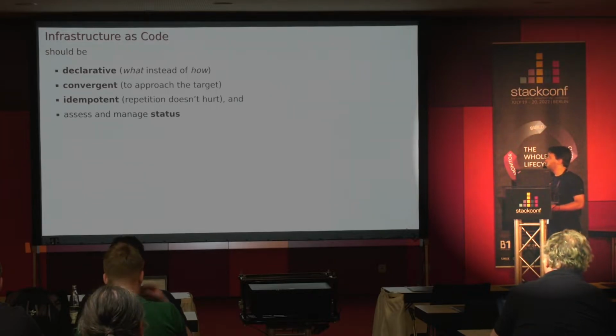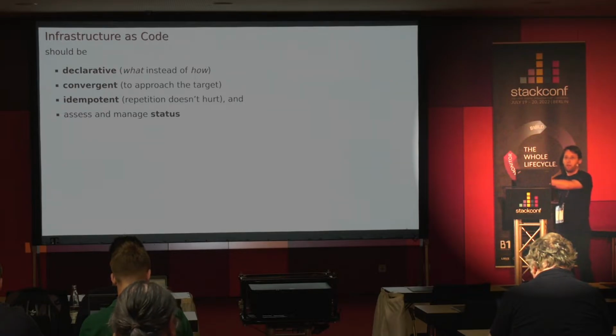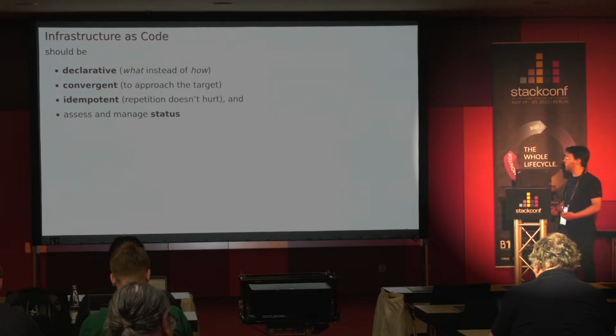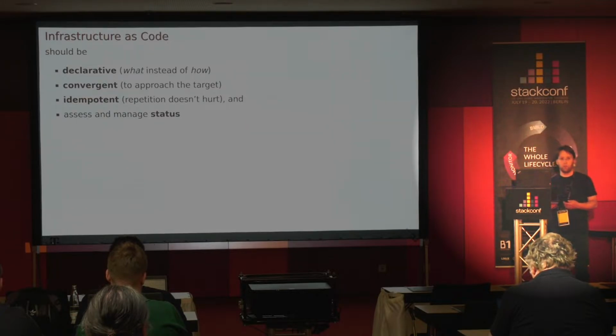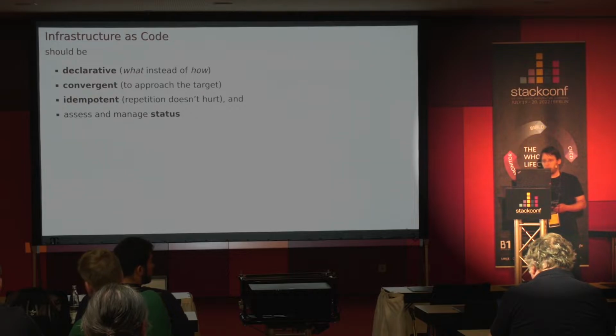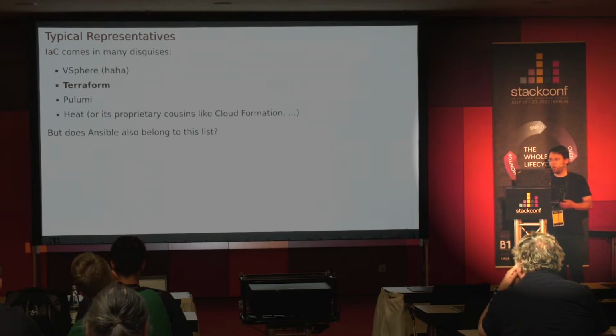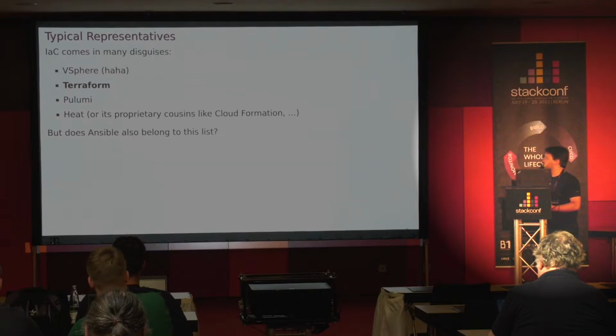Well, infrastructure as code should be declarative. We talked about that. It should be convergent. It should go towards some target. It should be idempotent so that repetition doesn't hurt. And very important, it should also assess and manage in some way, and that is not trivial, status. And everything together is kind of a base requirement for provisioning as well as configuration management.